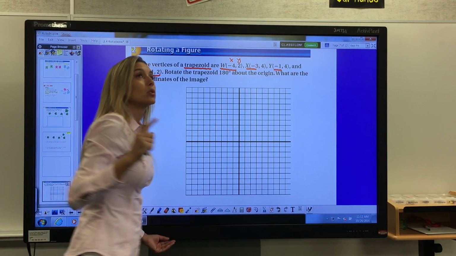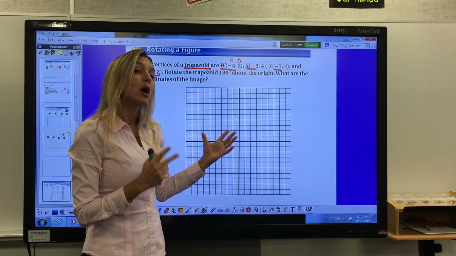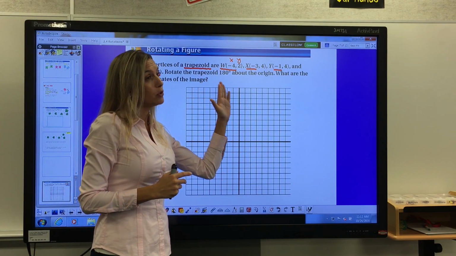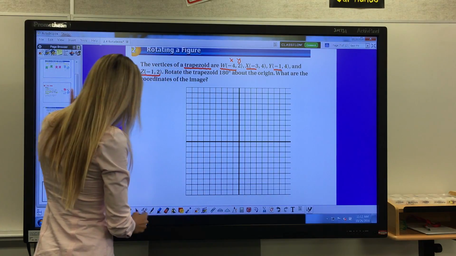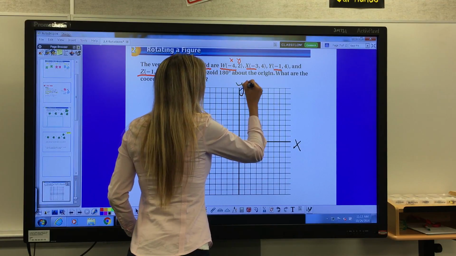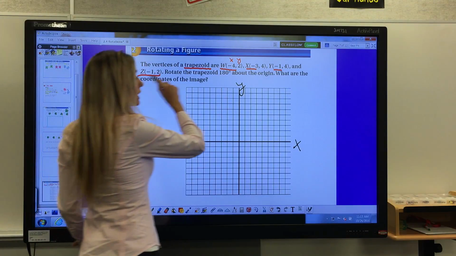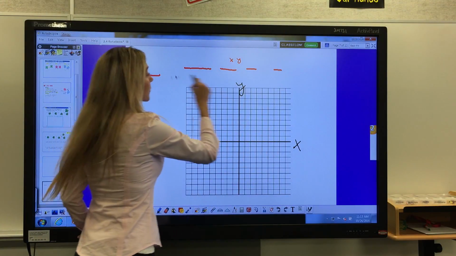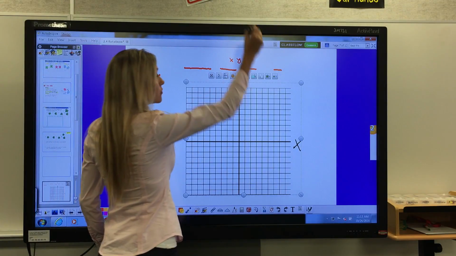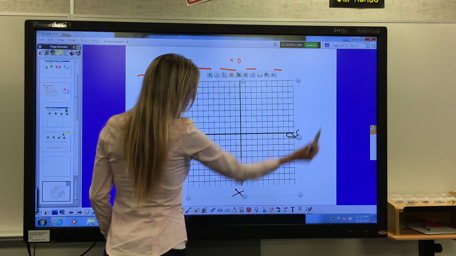One more thing before we go any further. When you rotate, do not label your X and Y axis, because of what's going to happen if you label them. Imagine this. If I was to label my X and Y axis, and then I said, all right, I'm going to rotate this 90 degrees, and I'll say 90 degrees clockwise, that means to the right. And I grab it, and I go 90, guess what's going to happen?